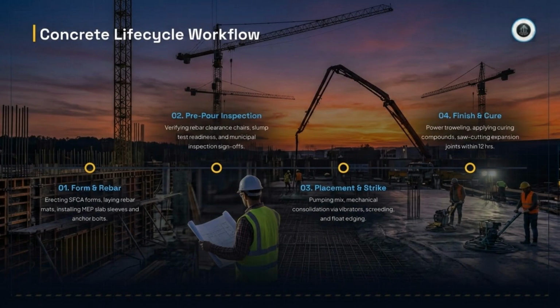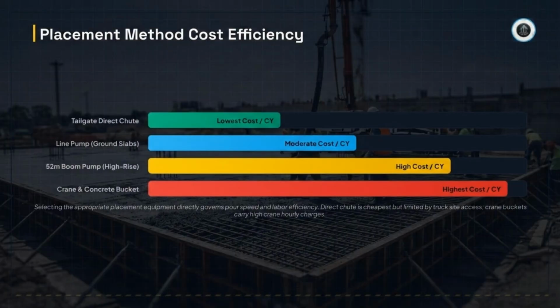The concrete lifecycle workflow follows 4 stages: initial form and rebar installation, the critical pre-pour inspection, the placement and strike process, and finally, the essential finishing and curing phase. Placement methods significantly impact your budget. While direct chutes are the most cost-efficient, they rely on site access. Conversely, crane buckets or high-rise boom pumps offer flexibility, but come with higher equipment and operational costs.